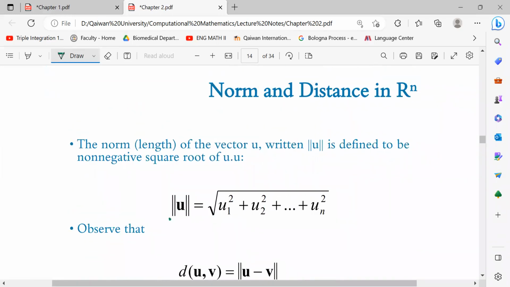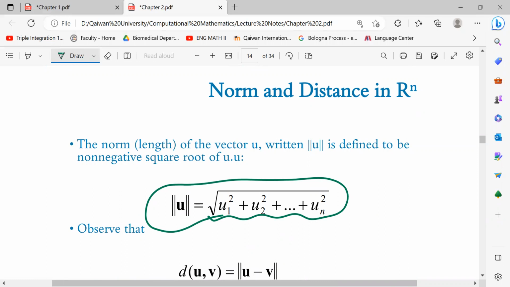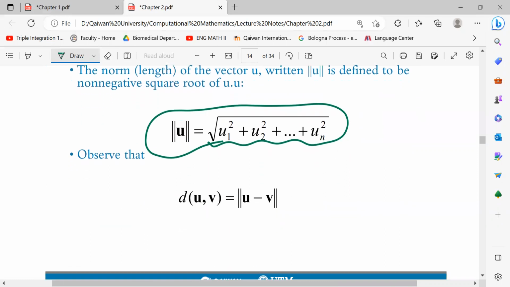For finding the norm or length of a vector, if we have n components in the vector, that's it. It is how to find the length, magnitude, or norm of a vector. And the distance of u and v is the norm of u minus v. It's the same. What's the norm of u minus v?